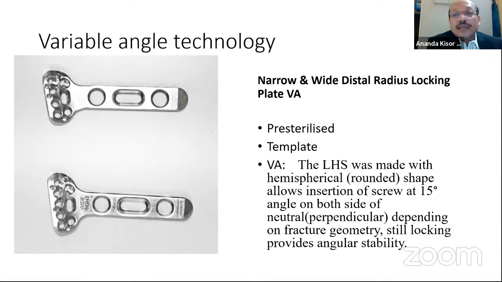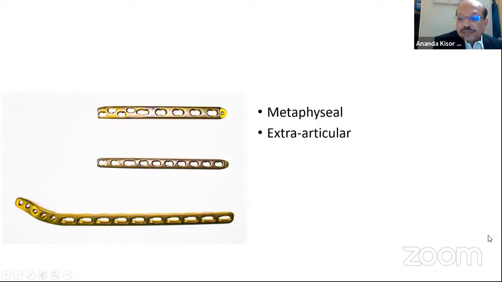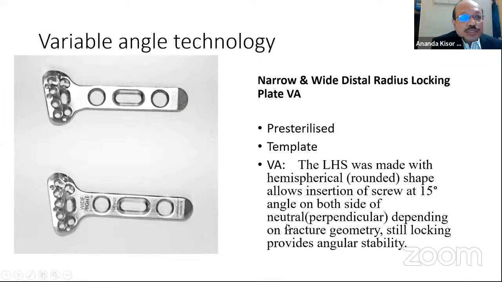Now, what is variable angle? I already told you for the DCP, inclination of the screw is possible at 25 degrees in the longitudinal axis and 7 degrees in the transverse axis. Whereas in this type of screw, there is a rounded hole, but some inclination is possible. Inclination of the screw is possible up to 15 degrees on both sides, in all four sides you can see, on both sides of the neutral perpendicular, depending on the fracture geometry.